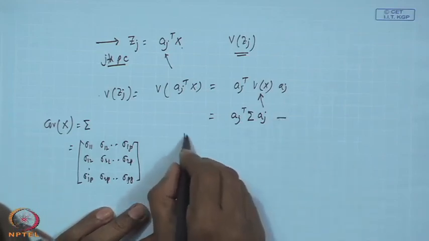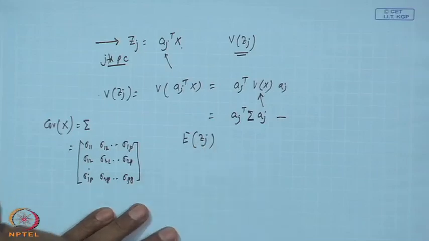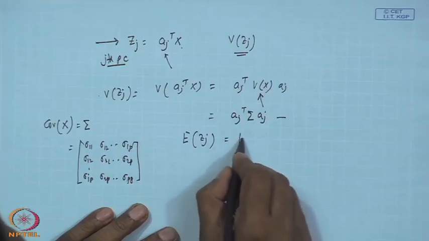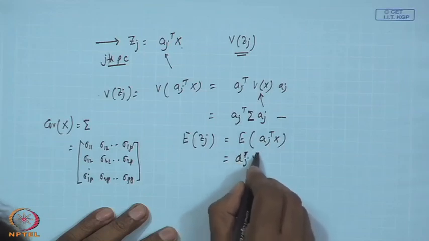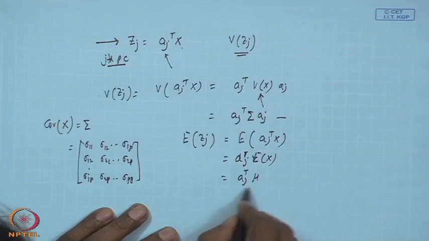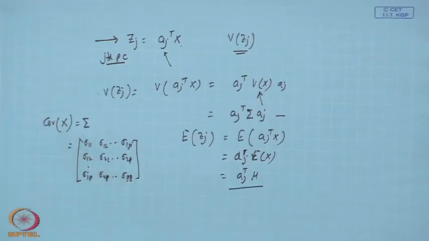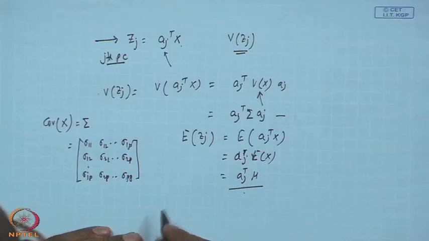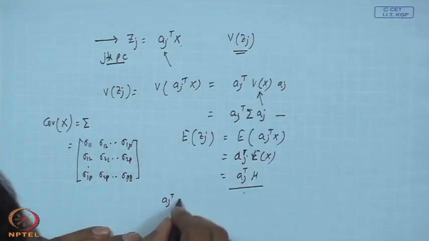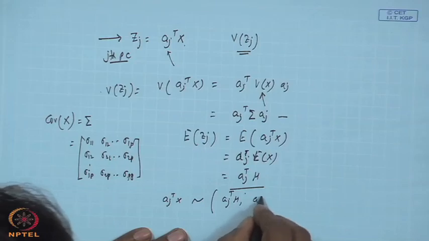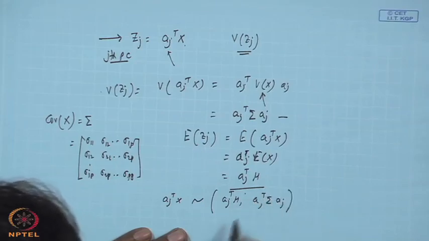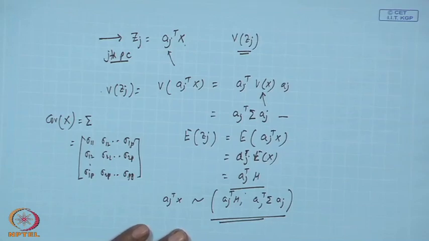Okay. Then what will be the expected value of Zj? The expected value of Zj will be the expected value of Aj transpose X, which is Aj transpose times the expected value of X, which is Aj transpose mu, because we said that X is a p variable vector and it has a p mean vector, mu 1 to mu p, correct. So, that means Aj transpose X has mean Aj transpose mu and variance Aj transpose sigma Aj, that is the mean and variance part.